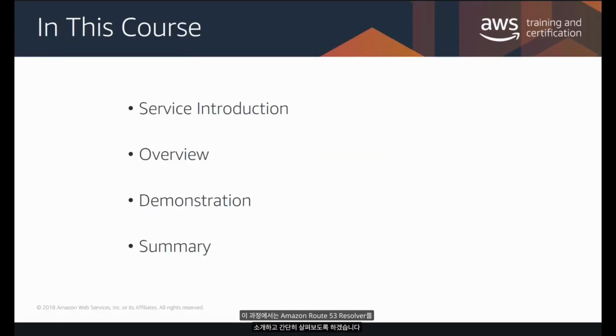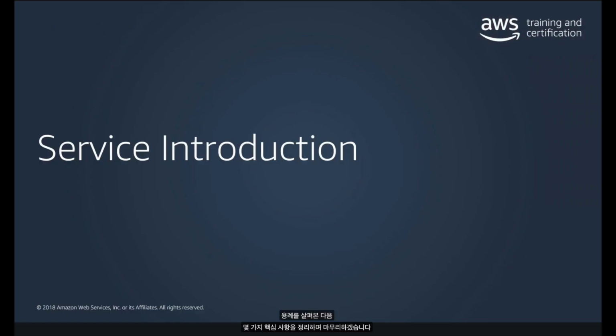In this course, we'll start with an introduction and brief overview of Amazon Route 53 Resolver. We'll cover some of its features, give you a brief demonstration, walk through a use case before wrapping things up with some key takeaways. First, let's begin by covering some of the challenges of DNS resolution in hybrid environments and how Route 53 Resolver helps in addressing these problems.